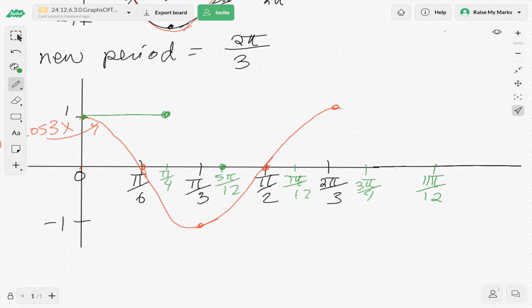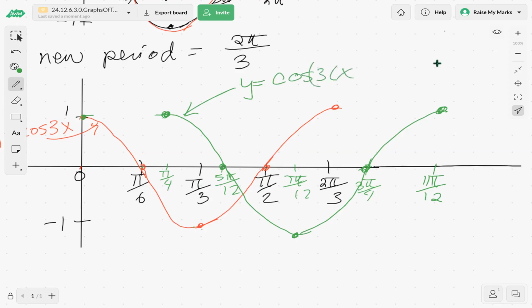Am I missing some points here? Yes, I feel like I'm missing something. Okay, there. Sometimes it's hard to keep track with all these points. There we go. All right, so now we have a new curve. We join our green dots together. This green curve is y equals cos of 3 times, in brackets, x minus pi over 4.